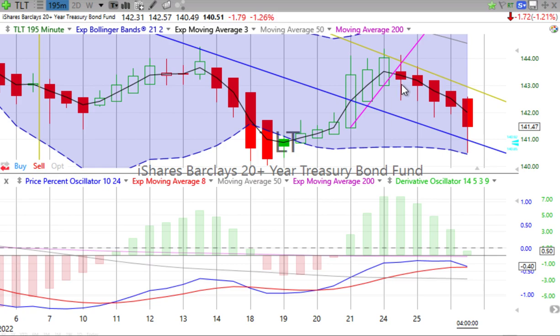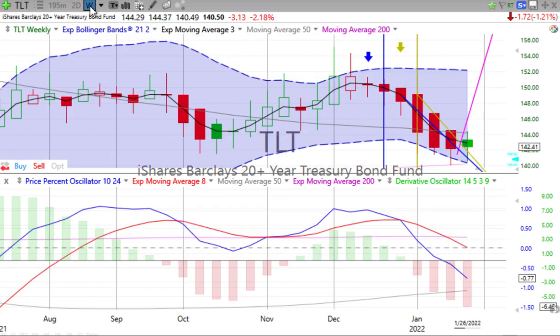Look at this half-day chart, 2.5 days of down movement, getting close to crossing over, going down. Derivative oscillator is positive, losing lots of upward momentum. And the price percent oscillator on that half-day chart is close to crossing over, going down. So bonds also have a lot of heavy pressure pushing them down. Down for the day, like I said, 1.21%.